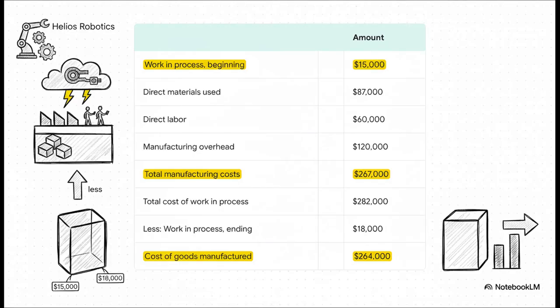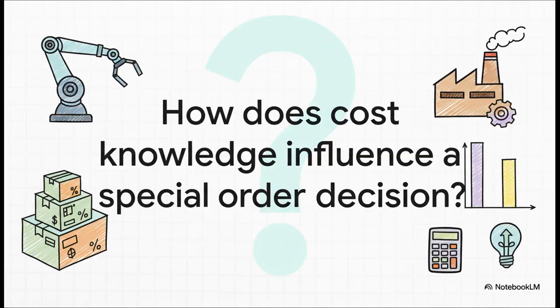We begin with our work-in-process inventory of $15,000. We then calculate total manufacturing costs for the period, summing the direct materials used, the direct labor, and manufacturing overhead to get $267,000. Adding that to our beginning work in process gives us the total cost of work in process. Finally, we subtract the value of the ending work in process inventory, leaving us with the final cost of goods manufactured, $264,000.